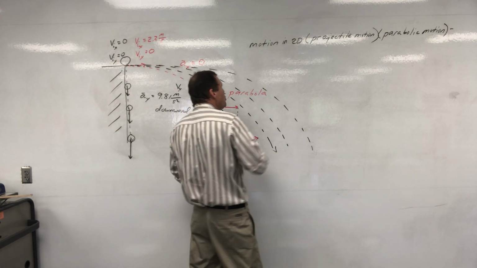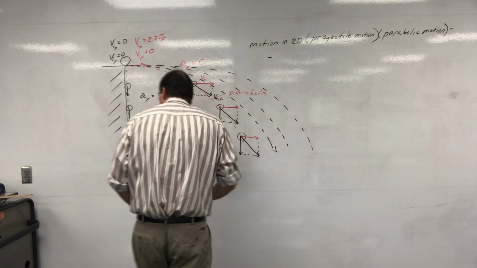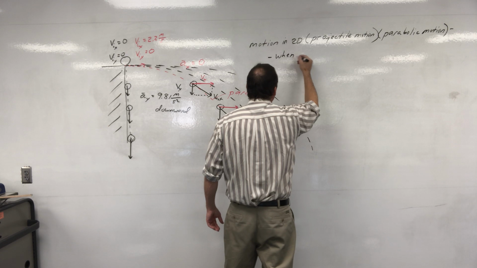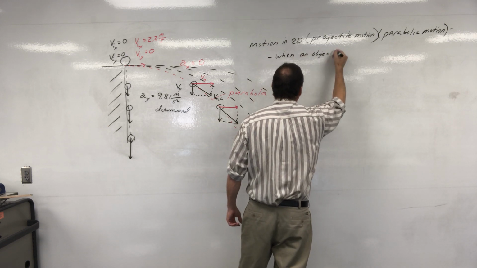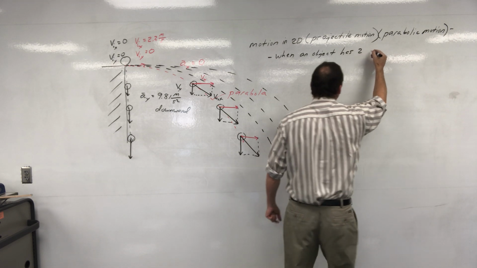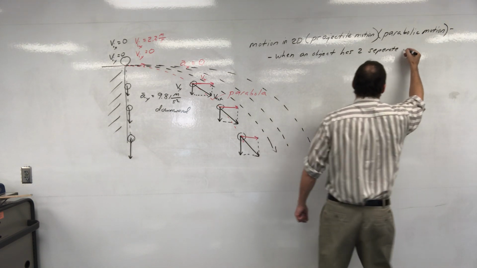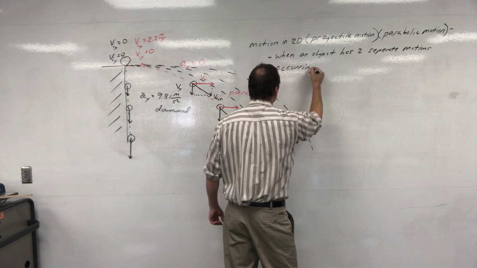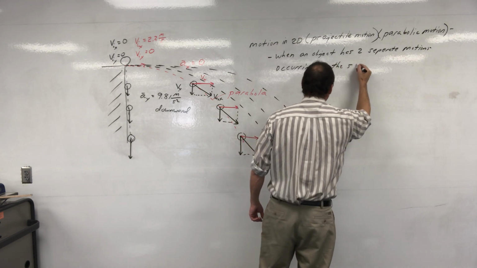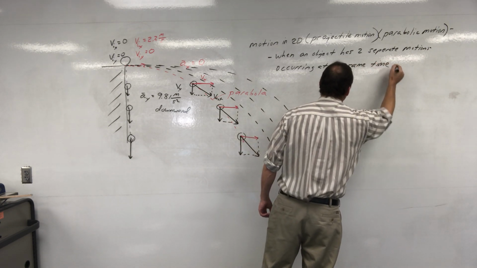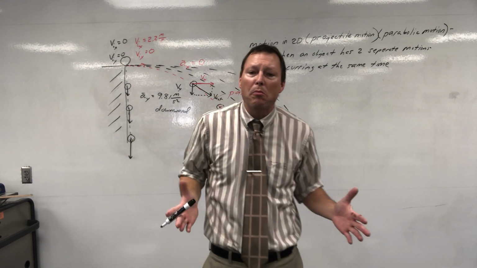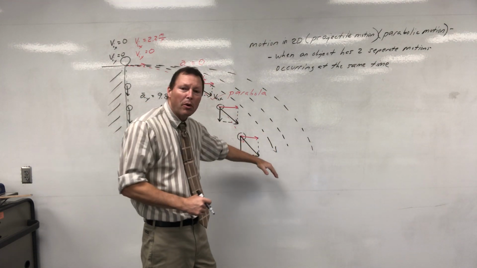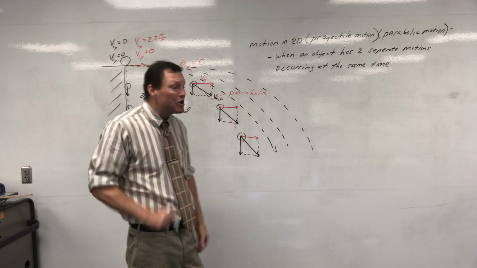Well, let's go ahead and define motion in two dimensions. Right? So motion in two dimensions: when an object has two separate motions occurring at the same time. So it's got a vertical motion and a horizontal motion, and they're occurring at the same time. And that's why it looks like it's going in a parabola, which it is, right? But you've got two separate motions happening at the same time.